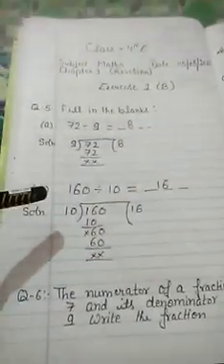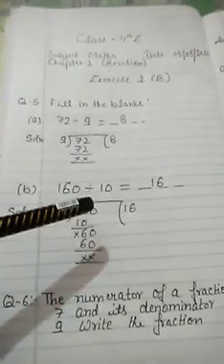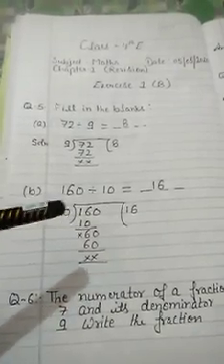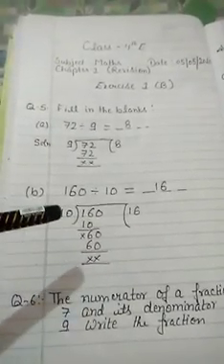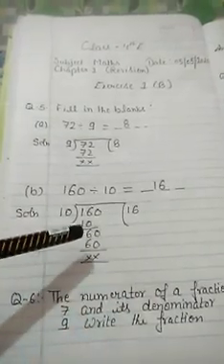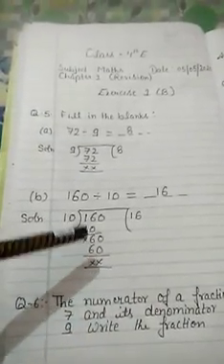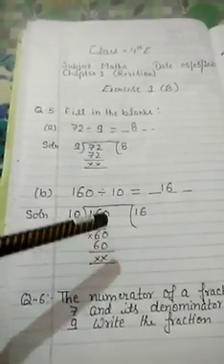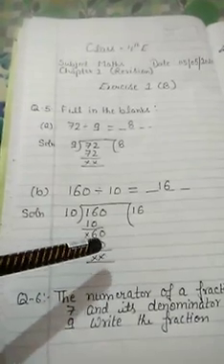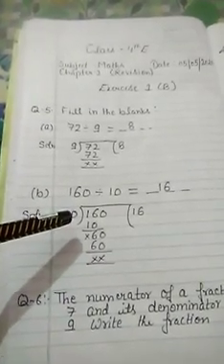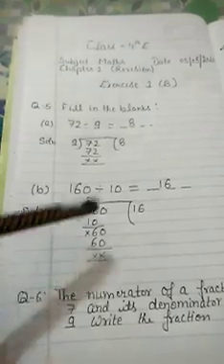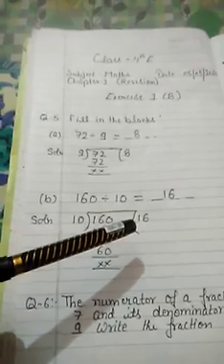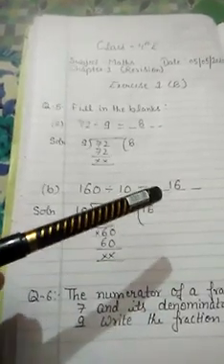Now question number 5b. You have to divide 160 by 10. When 160 is divided by 10, 10 ones are 10. 10 will be subtracted from 16. 6 will remain. Now 0 will come down. It will become 60. In the table of 10, 60 comes when you multiply 10 by 6. 10 sixes are 60. Now the quotient is 16. So the answer is 16.